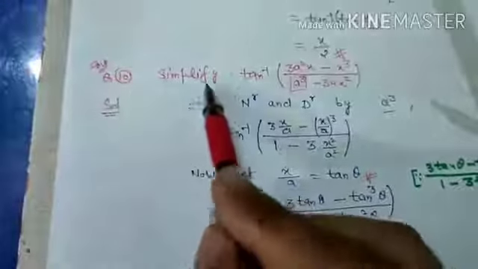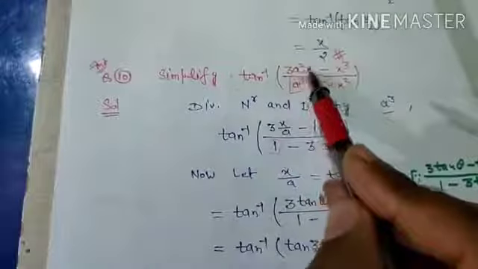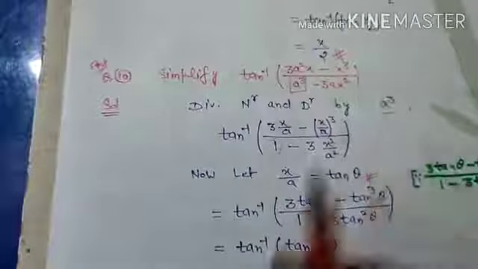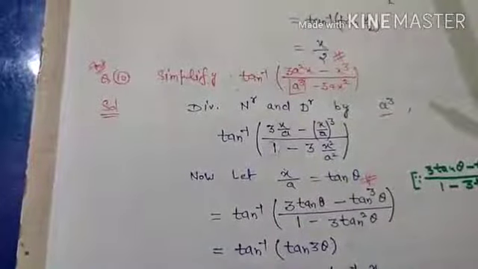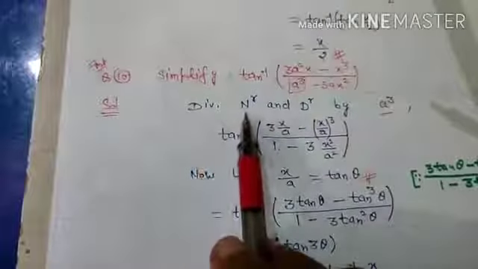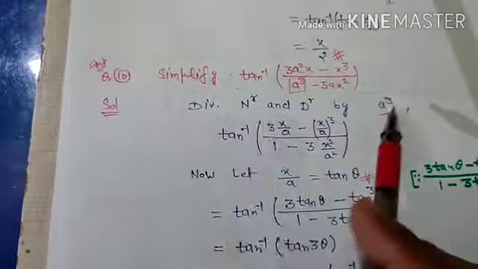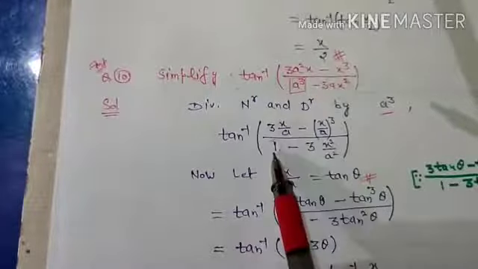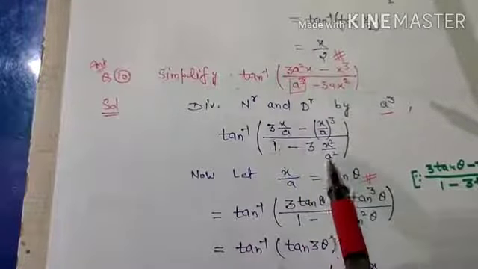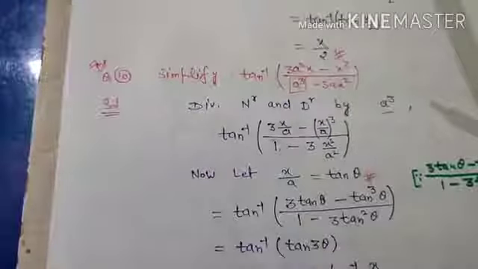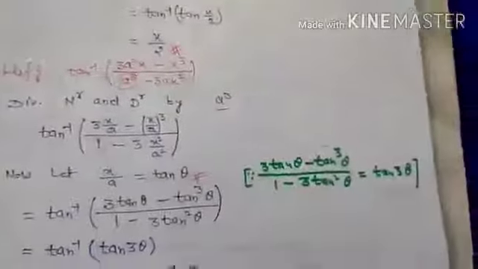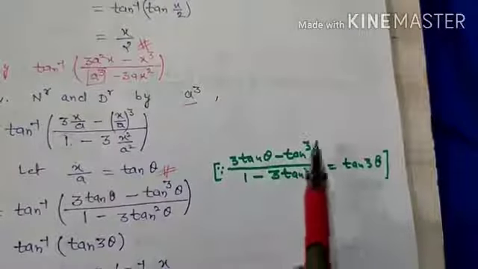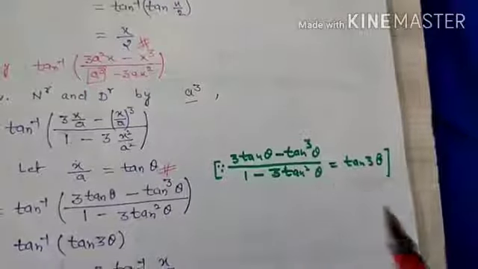This is a very important question. Question number 10. We have to simplify tan inverse of 3a square x minus x cube upon a cube minus 3a x square. Now we will divide the denominator and numerator by a cube. Tan inverse of 3x by a minus x upon a whole cube upon 1 minus 3x square upon a square. Why are we dividing it by a cube? The reason lies behind the formula. Tan 3 theta is equal to 3 tan theta minus tan cube theta upon 1 minus 3 tan square theta.